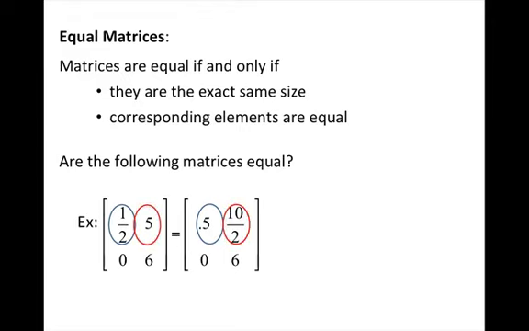In row 1, column 2 of my first matrix, I have a 5, and my second matrix, I have a 10 halves. Well, since 10 divided by 2 is 5, these corresponding elements are equal as well. In row 2, column 1, both matrices have a 0, and in row 2, column 2, both matrices have a 6. So all of the corresponding elements are equal. So these matrices are equal matrices.